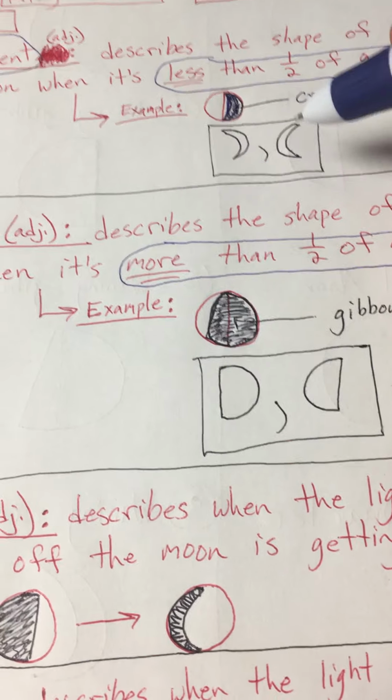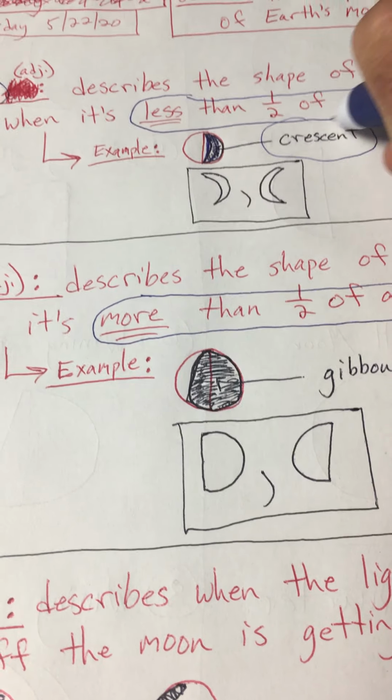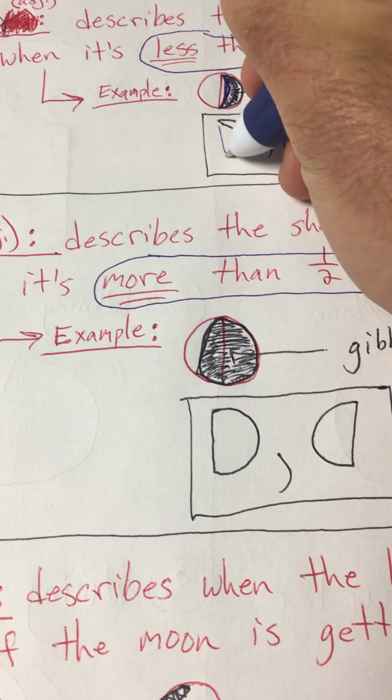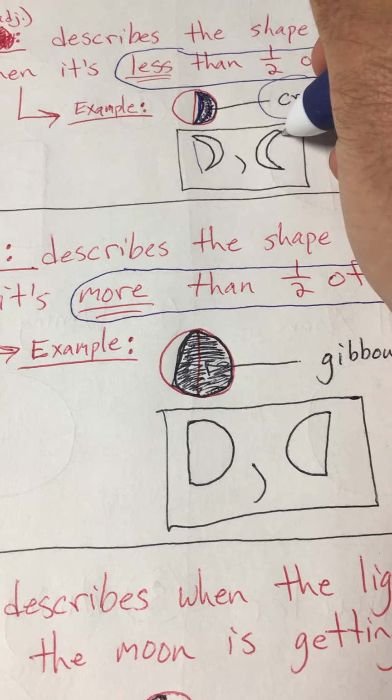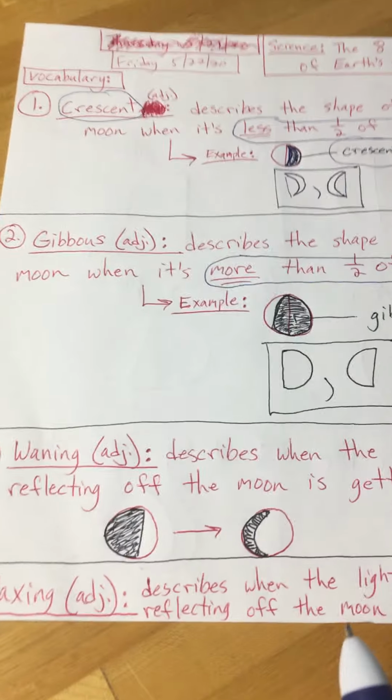So it can look this way, or it could look that way, but those are both crescent moons because they're less than half of the circle, right? If half of the circle was like this, it's less than half. If half of the circle was like that, it's less than half. So that's a crescent moon.